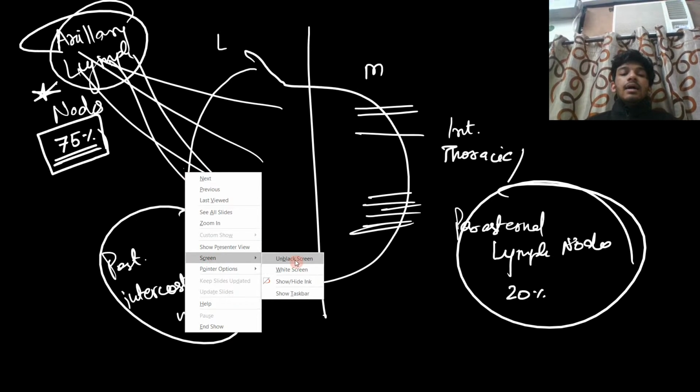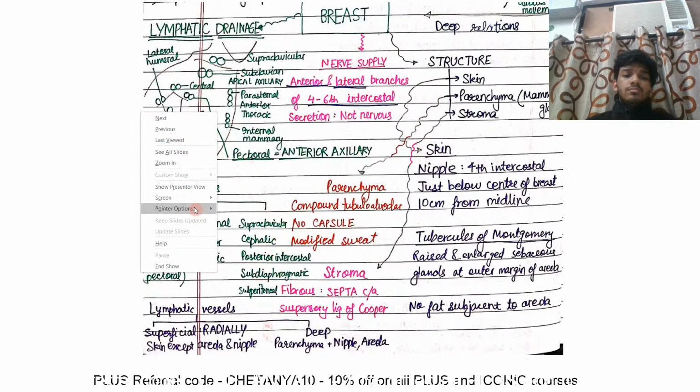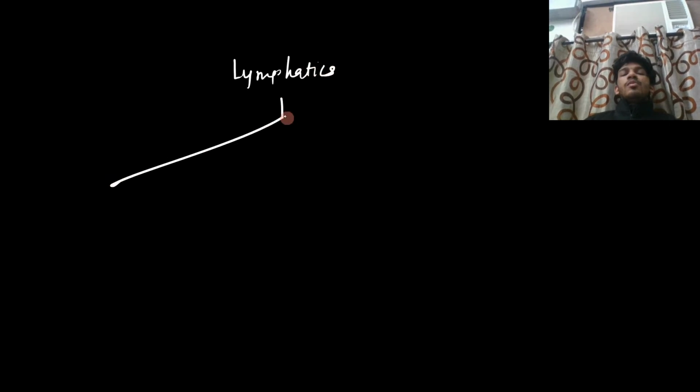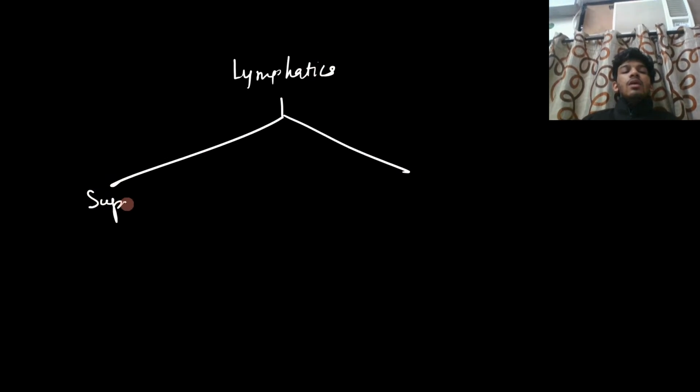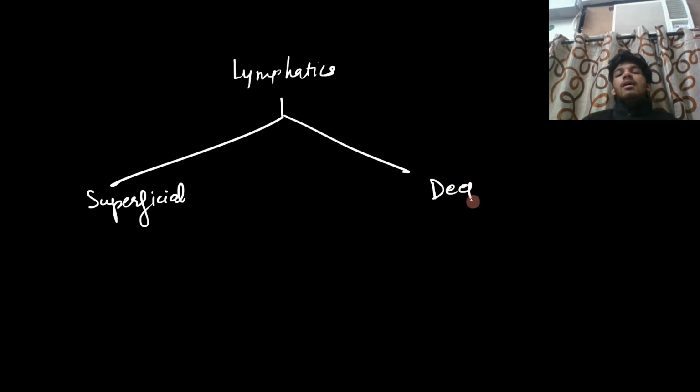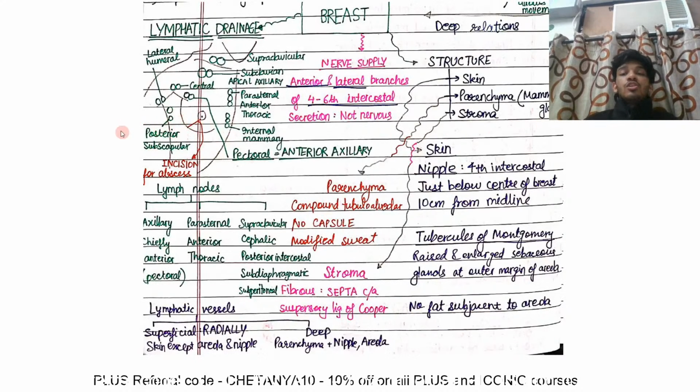Second thing, I'll again take a screen. The lymphatics of the breast are divided into two: superficial lymphatics and deep lymphatics. Superficial lymphatics and deep lymphatics. Superficial lymphatics include everything. So first we'll talk a little bit about the structure of the breast.